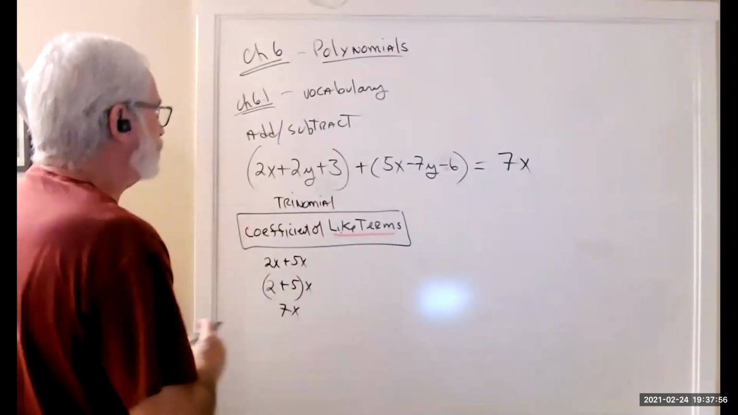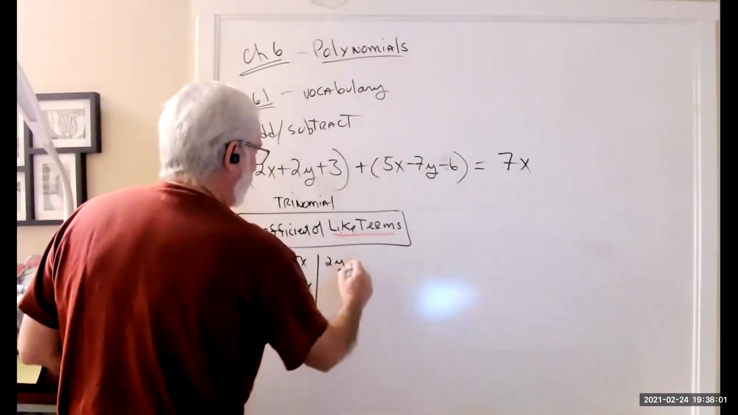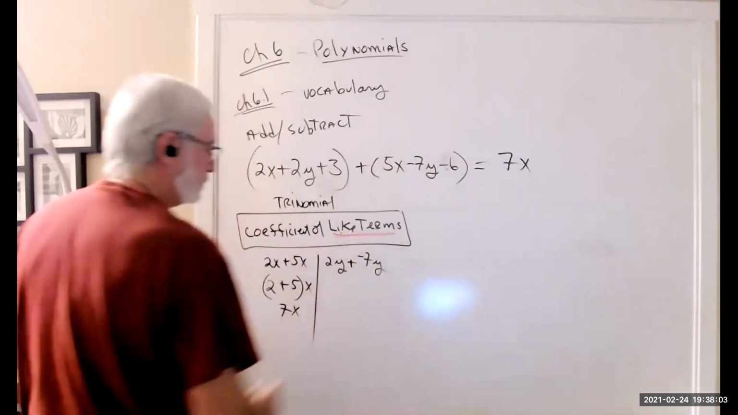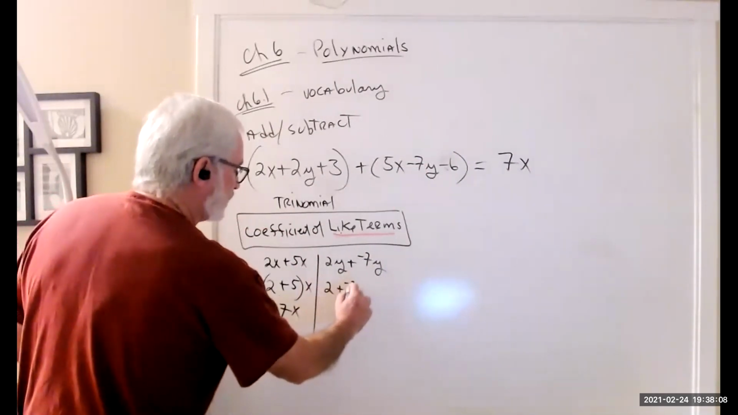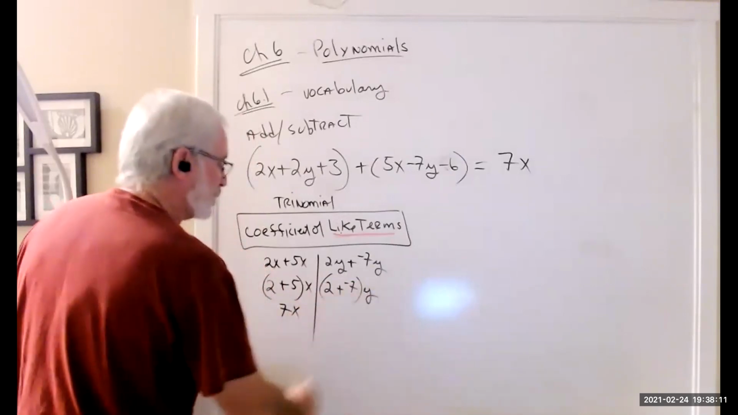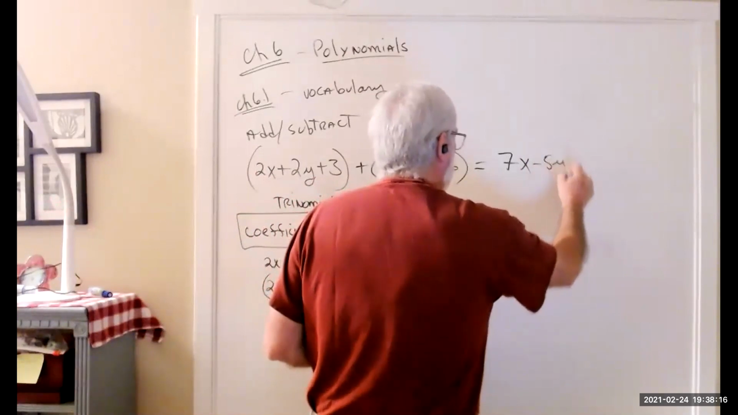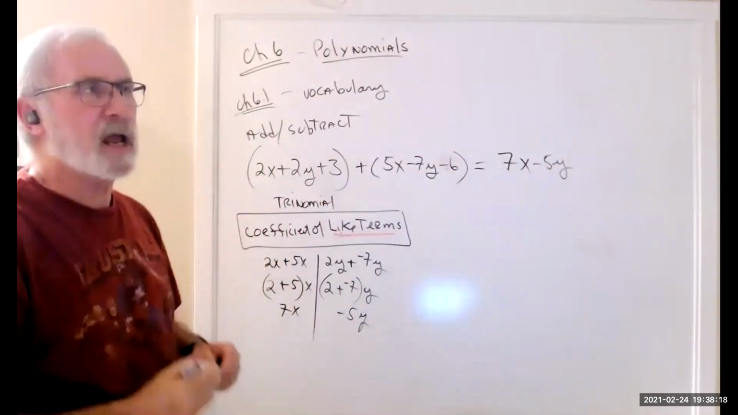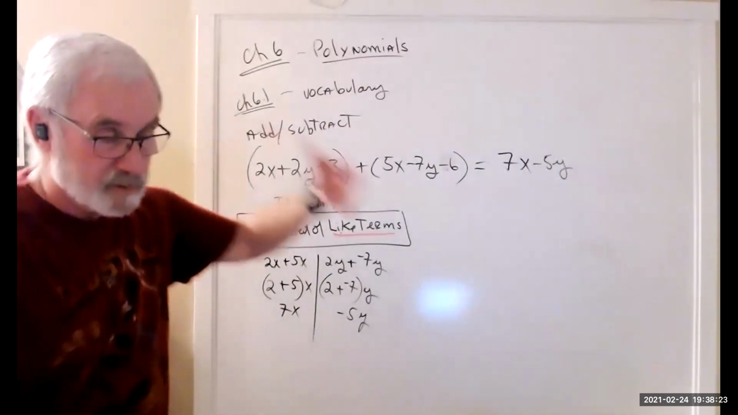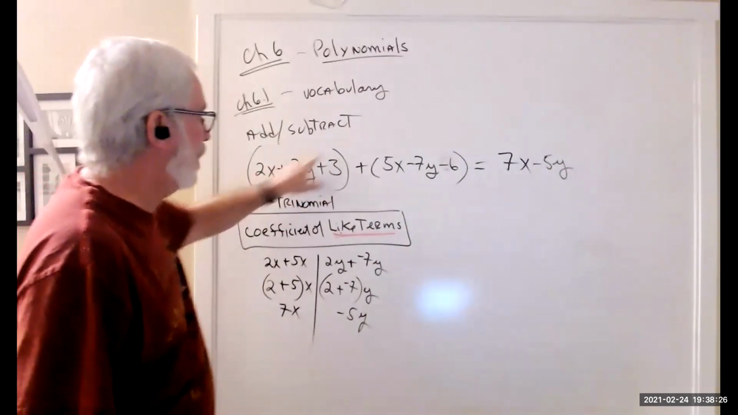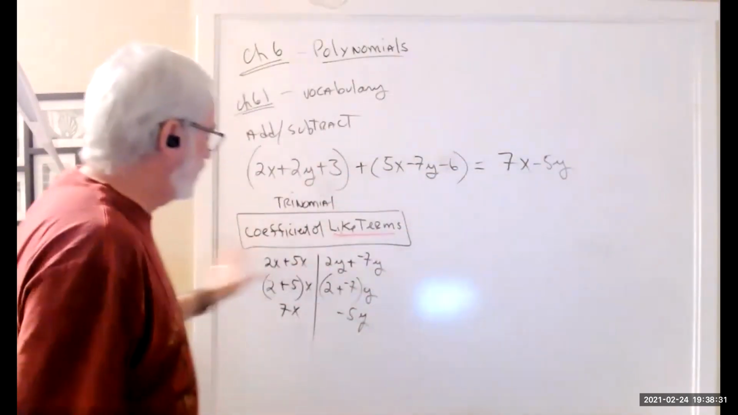Then we do the same thing with the y's. I have 2y added with a negative 7y. So technically, you're saying 2 plus negative 7 of the y's, that's negative 5y. Again, I firmly believe that everybody can add 2y and take away 7y to get negative 5y, and you can do that in your head, and you don't need any of this technical stuff.